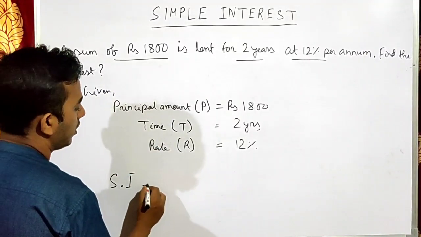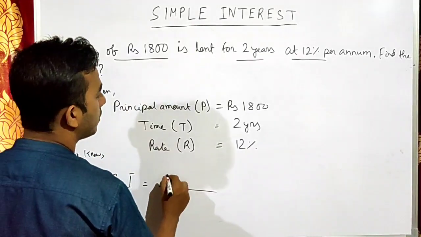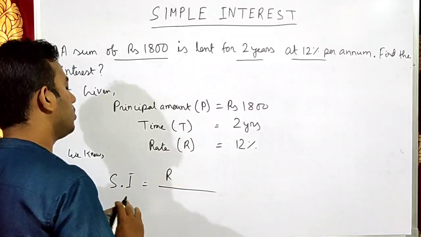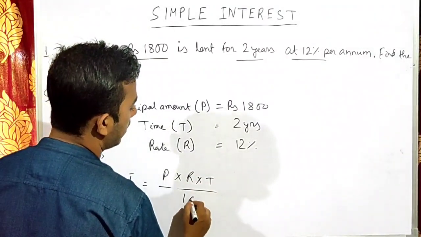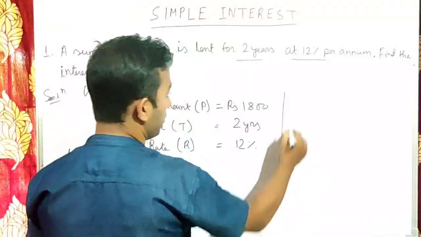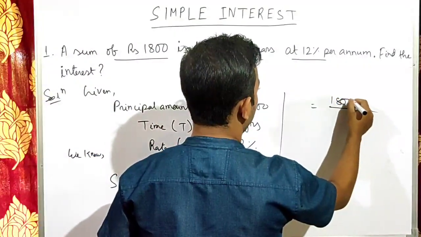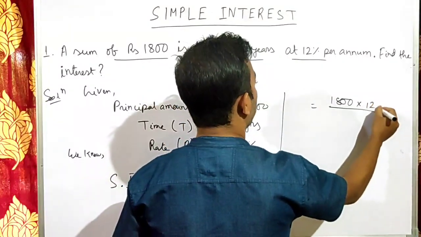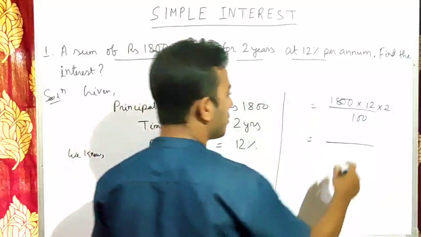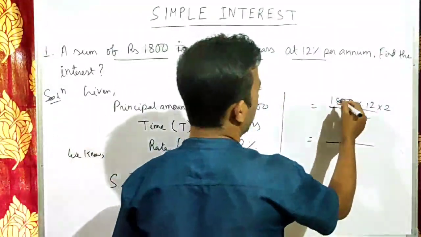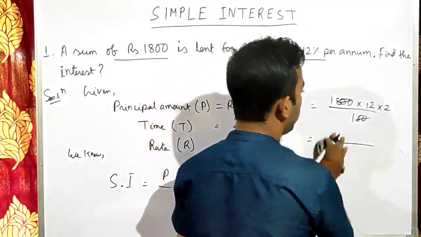So SI equals, we know, P into R into T divided by 100. Up to this clear? Very good. So now in place of P we put 1800, R will be replaced by 12, T will be replaced by 2, and 100 stays as 100. Now this 100 cancels with the 1800, so what is left is 18.